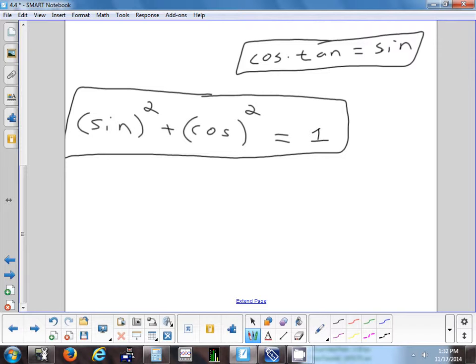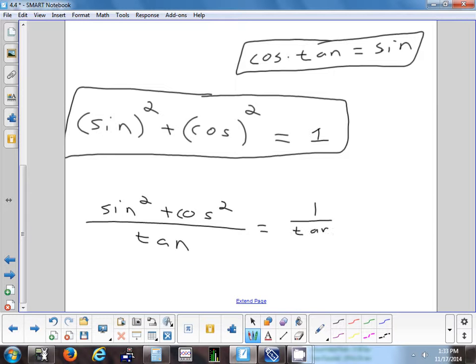Say I gave you this. Sine squared plus cosine squared divided by tangent. Okay, so what they might ask you to do on a problem like this is to simplify it as much as you can. Well, based on what I showed you earlier, what's sine squared plus cosine squared? It's 1. So that entire numerator disappears and becomes a 1. You get 1 over tangent.